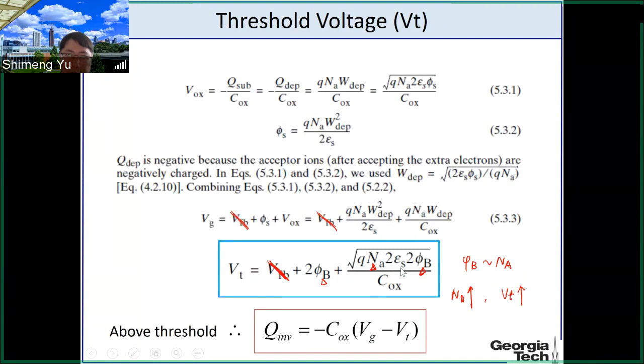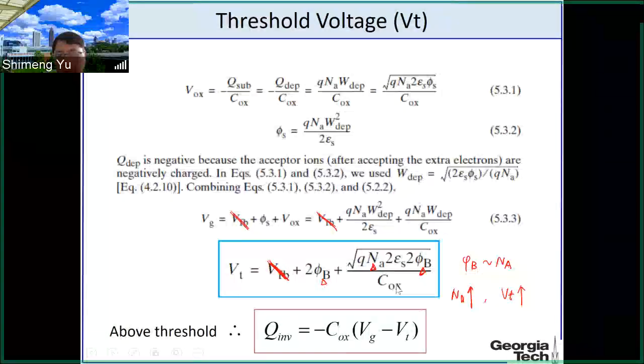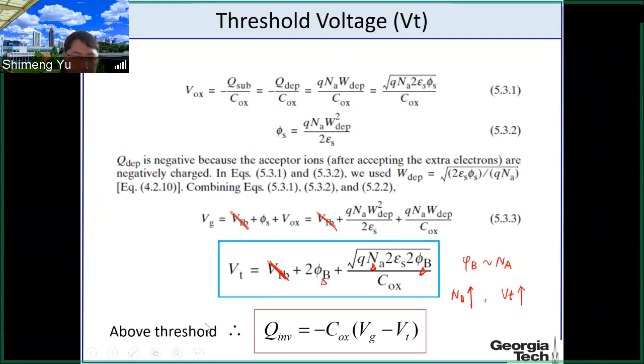And I think you will have one homework on this equation for practice. You plug in the values for those Na and then epsilon and the oxide capacitance. Then you get the threshold voltage. Okay, so this is at threshold voltage.